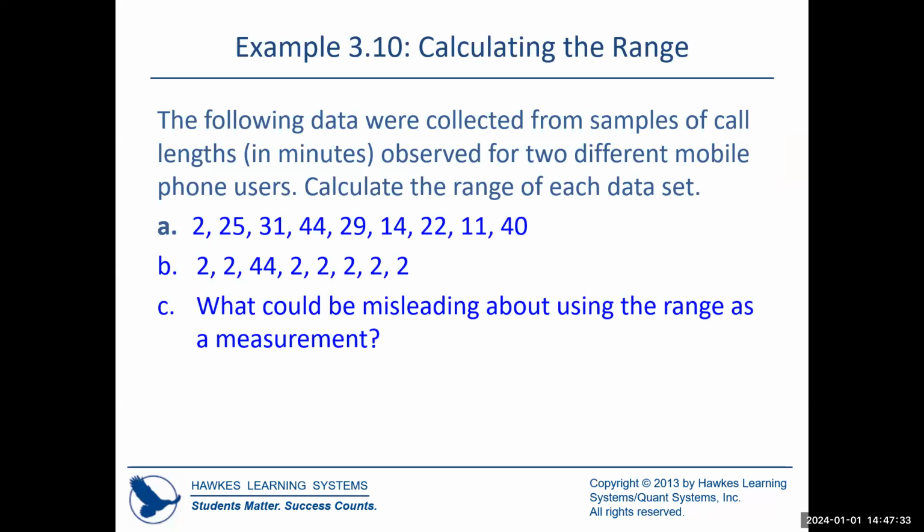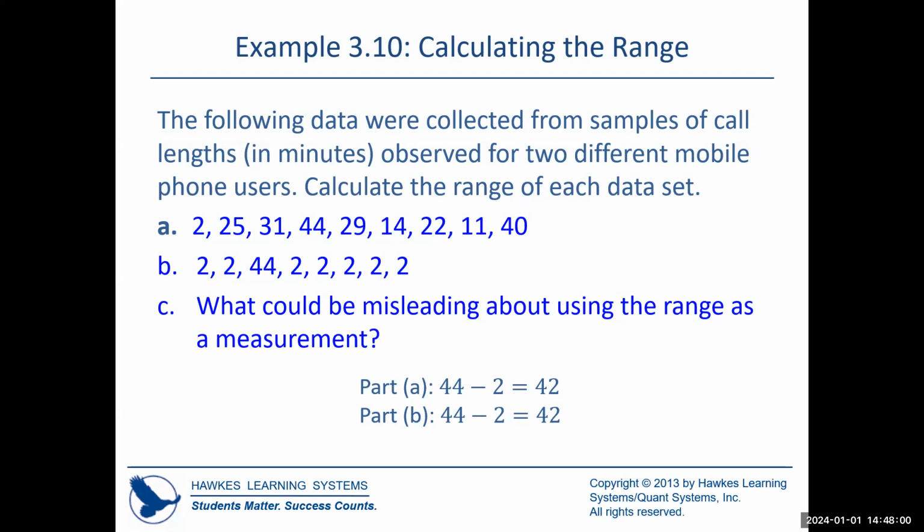We have some data that's been collected on call lengths, and we wish to compute the range for each of the data sets. So what we need to do in letter A is look for the smallest value and the largest value, and the same thing in part B. If we look carefully at letter A, I see 2 minutes as the smallest and 44 as the largest. As a matter of fact, part B is the same way. So the range for each of these would be 42 minutes.